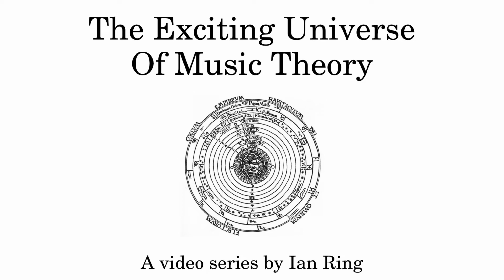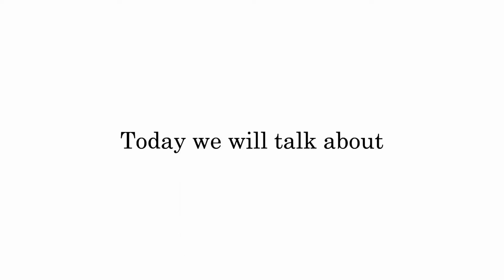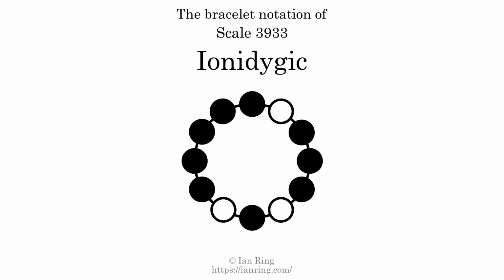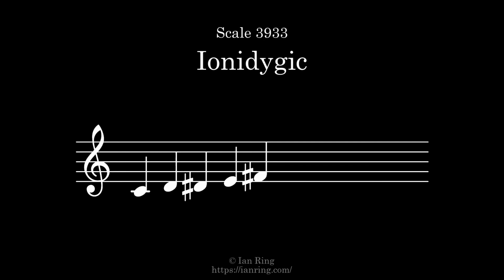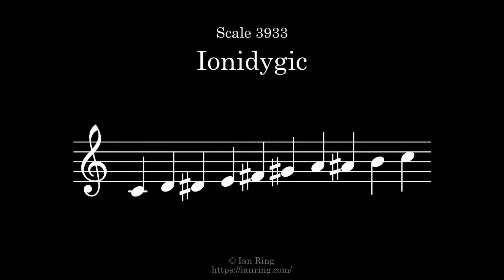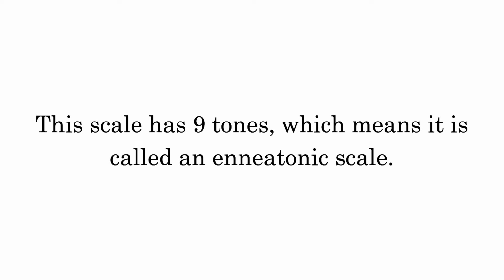Then let's begin. Today we will talk about scale 3933, Ionidygic, which sounds like this. This scale has 9 tones, which means it is called an enneatonic scale.